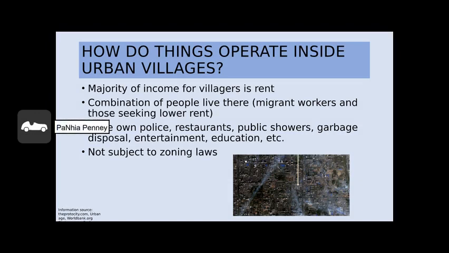Inside urban villages, a major income for villagers is rent. Original villagers, migrant workers, and those seeking lower rent live there. Every urban village is different, but usually villages have their own restaurants, police, public showers, garbage disposal, entertainment, and education. They are not subject to city zoning laws.